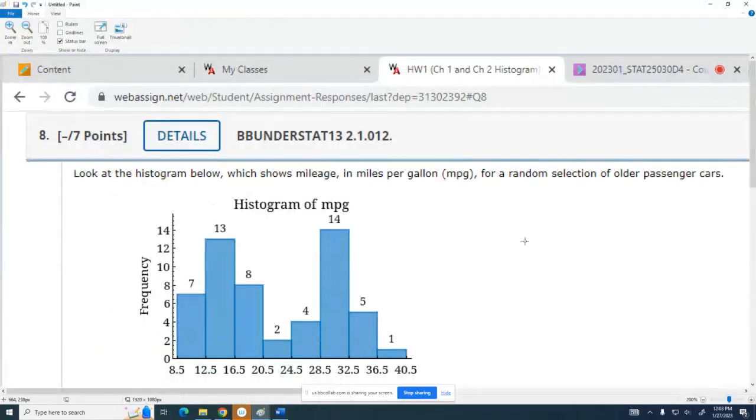Okay, so it is a histogram. The mileage goes from 8.5 to 12.5, and there are 7 cases. The next boundaries, 12.5 to 16.5, have 13, then 8, 2, 4. Mine doesn't look like that. Between 8.5 and 12.5 it says 8. There's a 7.